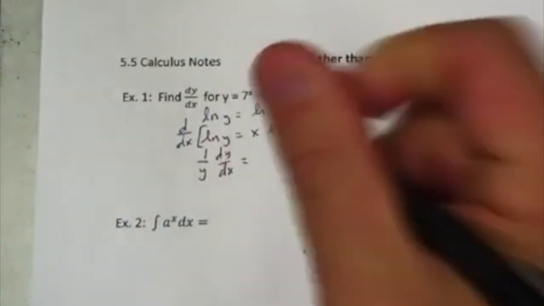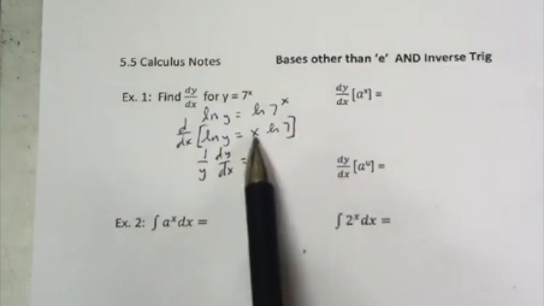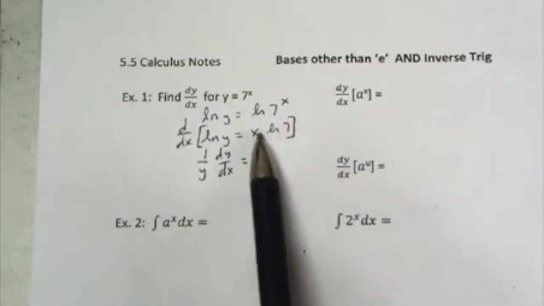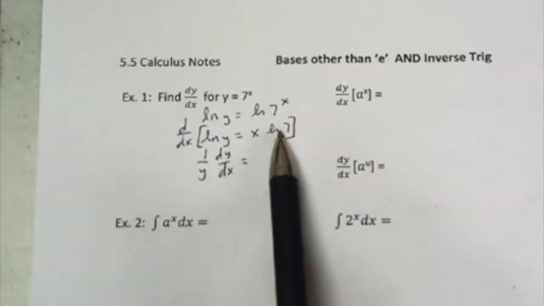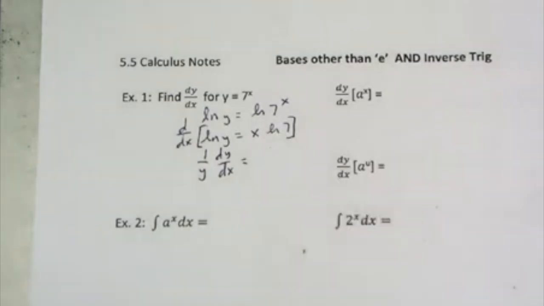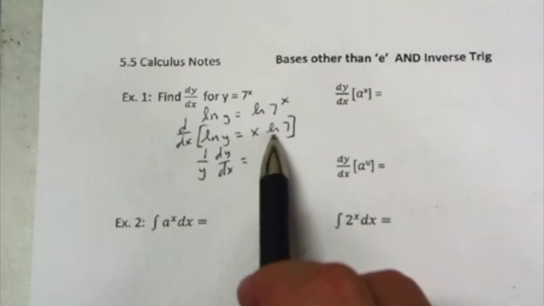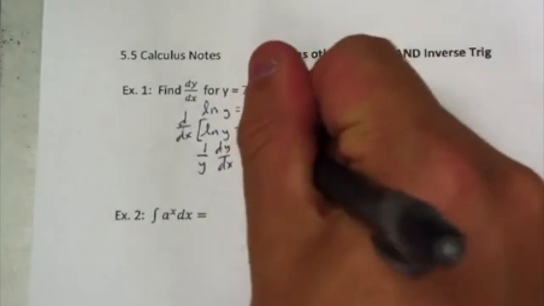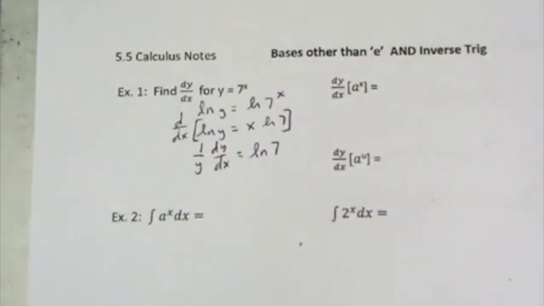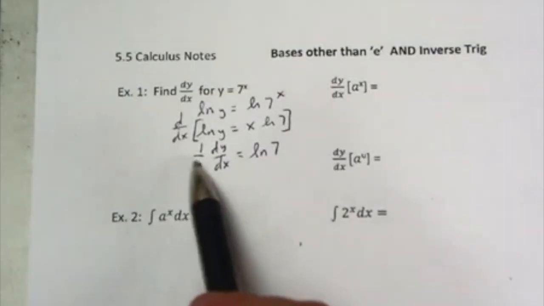The right side, well, now we're just differentiating x times the natural log of 7. And this sometimes throws students off, but remember if I said to differentiate 3x, the derivative is 3, it's just the constant. Well, natural log of 7 is just a number, it's just a constant. So when I differentiate natural log of 7 times x, it's just natural log of 7. Well, we're trying to find dy dx, so now I can multiply both sides by y.